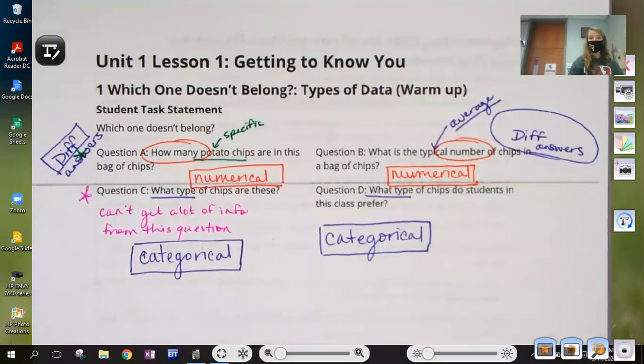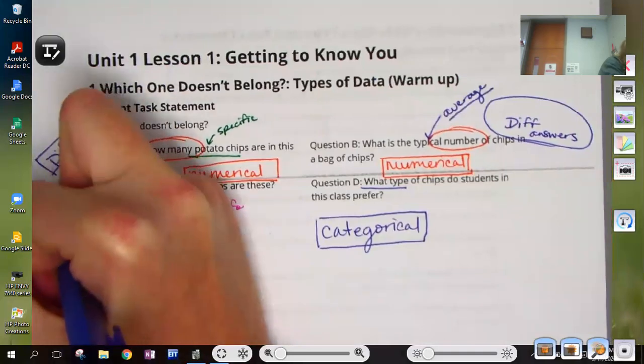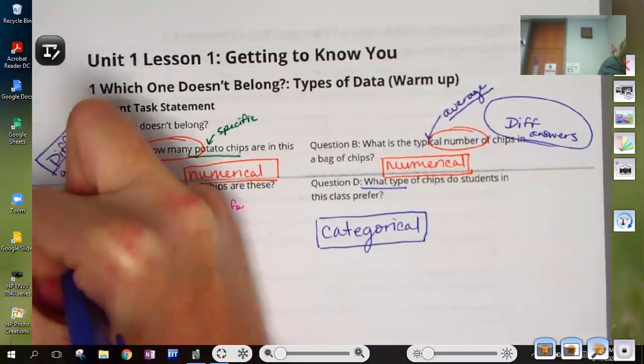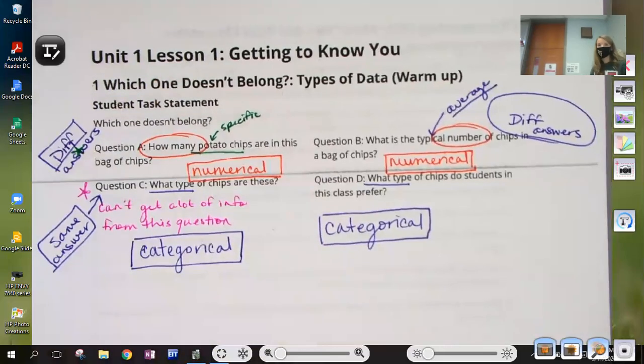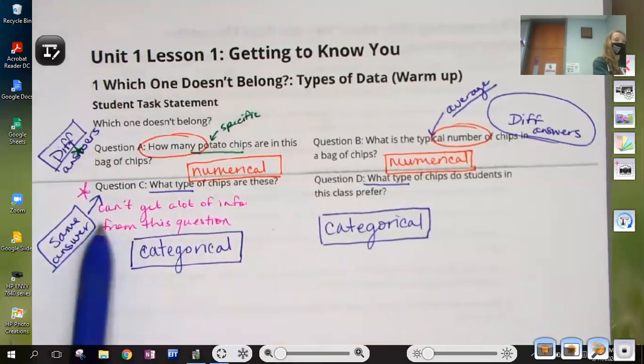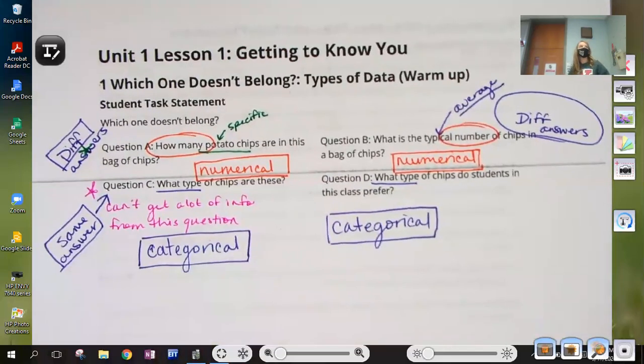Question C said, what kind of chips are these? They're pretzels. Is there anything else that they are? No. So if I asked a bunch of people that question, are they going to give me a lot of different answers? No, they're going to give me the same answer over and over again. That's kind of what Jordan was saying. You can't get a lot of info from this question.